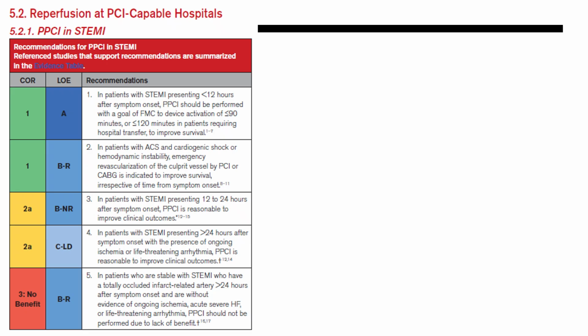So, recommend reperfusion at PCI capable hospitals. Recommendation for primary PCI in ST elevation MI: in patients with ST elevation MI that present less than 12 hours after symptom onset, primary PCI should be performed with a goal of FMC to device activation of less than 90 minutes, or less than 120 minutes in patients requiring hospital transfer, to improve survival.